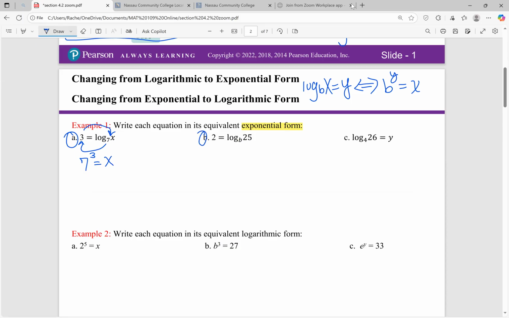For B, we have 2 equals log base b of 25. In order to write an equivalent exponential statement, take the base b, raise it to the exponent, which is 2, and set that equal to x, which is 25. So now that's an equivalent statement: b squared equals 25. And we'll do one more. Look at C. So log base 4 of 26 is equal to y. So we're taking the base 4, raising it to y, which is the exponent, and that equals x, which is 26. So 4 to the y equals 26.